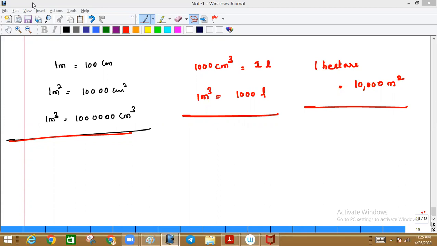And in area, sometimes they say hectares. 1 hectare is 100 into 100 meters. That is 10,000 meters square.